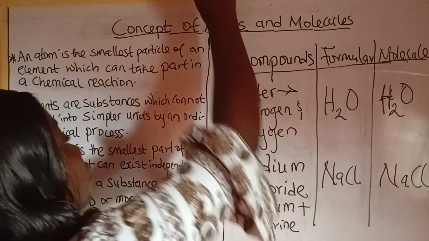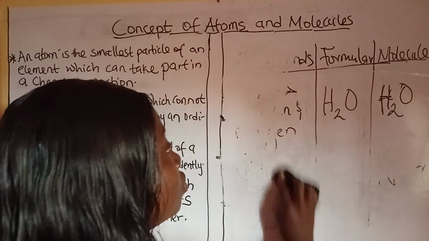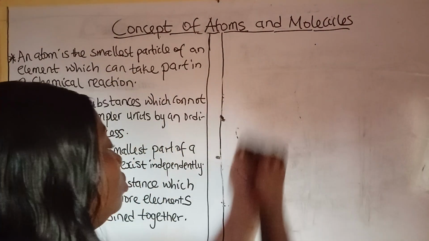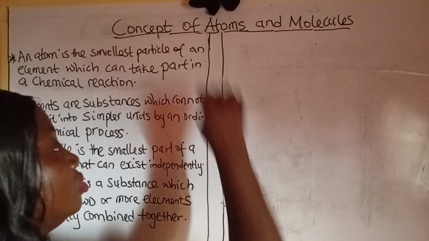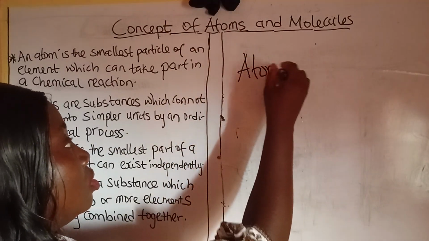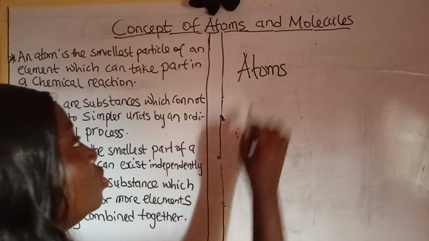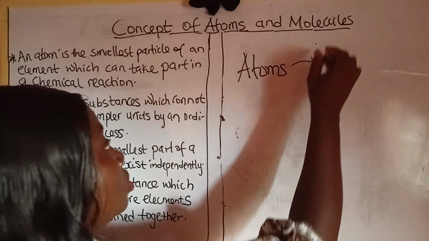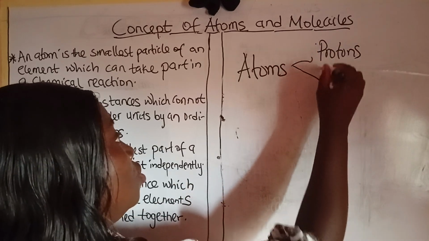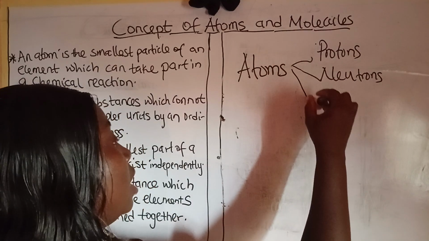Now let's consider atoms in more detail. Atoms are made up of three subparticles, which are protons, neutrons, and electrons.